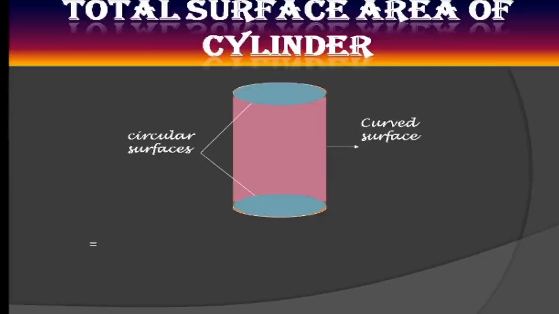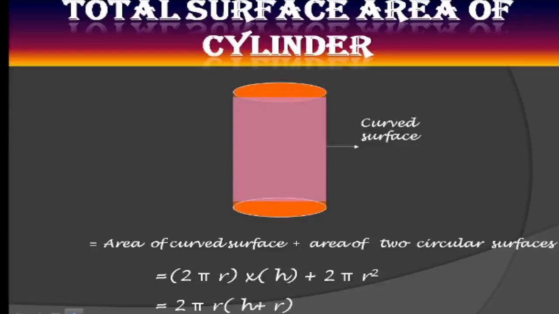Next, we calculate the total surface area of the cylinder. The total surface area means the area of all three faces of a cylinder, including the curved surface. So the total surface area equals the area of the curved surface, 2 pi r into h, plus the area of two circular surfaces, 2 pi r square. Since 2 pi r is common, we can write it as 2 pi r into h plus r. So the total surface area of a cylinder equals 2 pi r into h plus r.